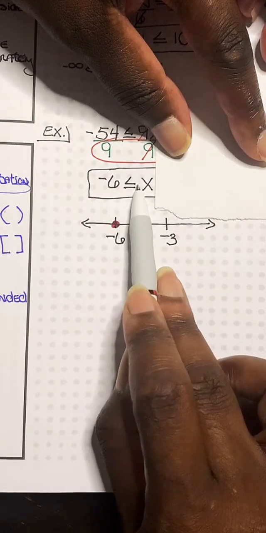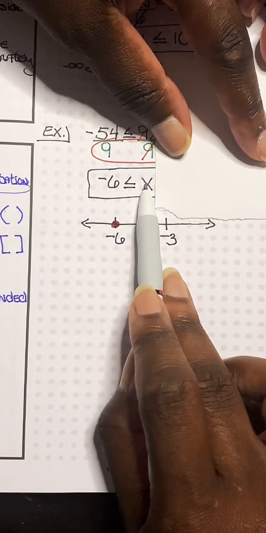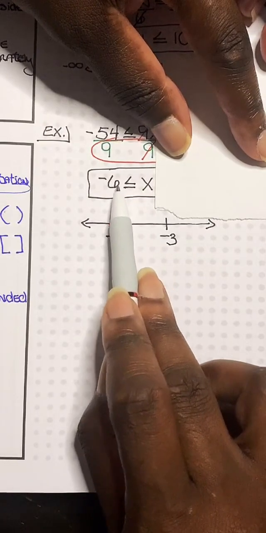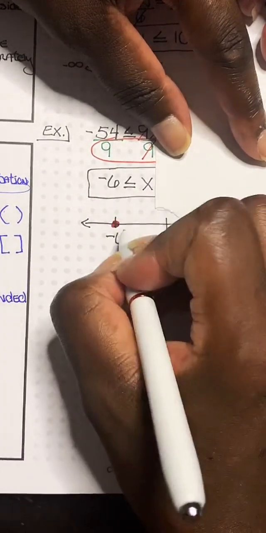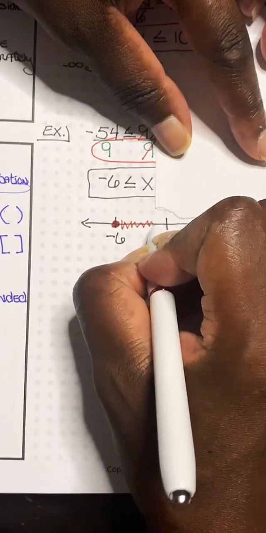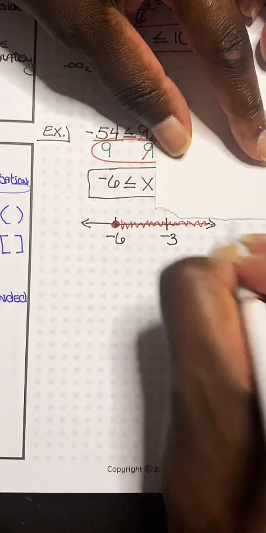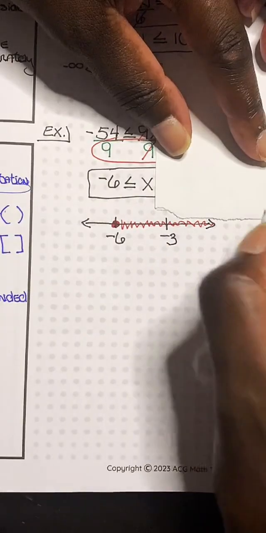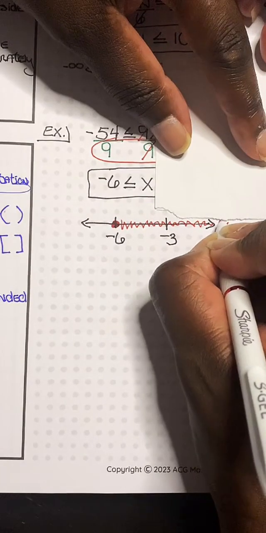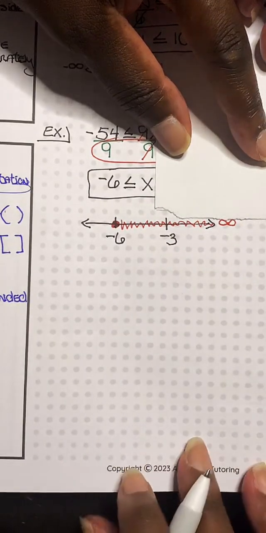Okay? If it's opening towards you, that's greater than. If it's opening away from you, that's less than. So that means we're dealing with numbers that are including -6, but greater, going all the way to positive infinity.